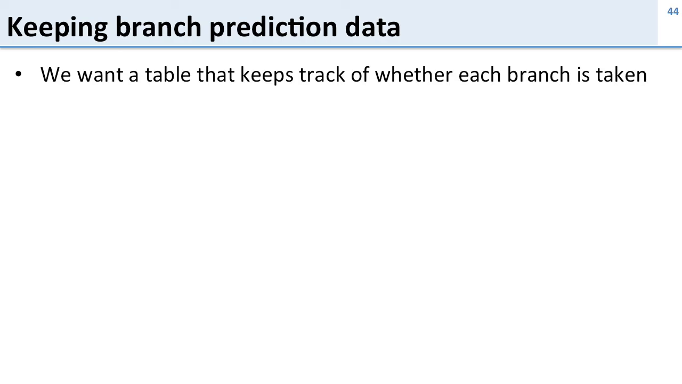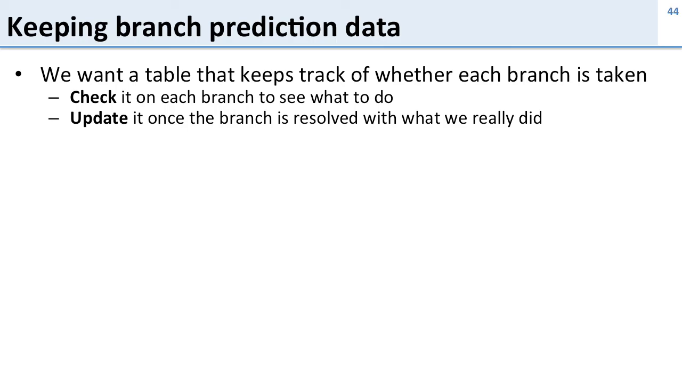We said what we want is a table in the processor that keeps track of whether each branch is taken. So we need to be able to check on each branch to see what to do, and we need to be able to update it once the branch is resolved. That is, if we mispredicted, we want to go in and update it with the correct prediction. So how does this work?